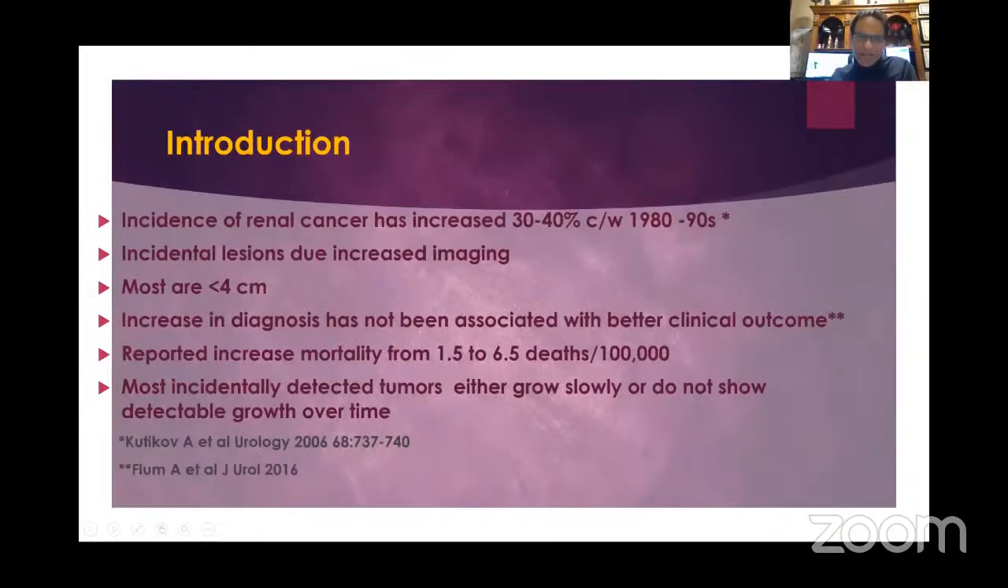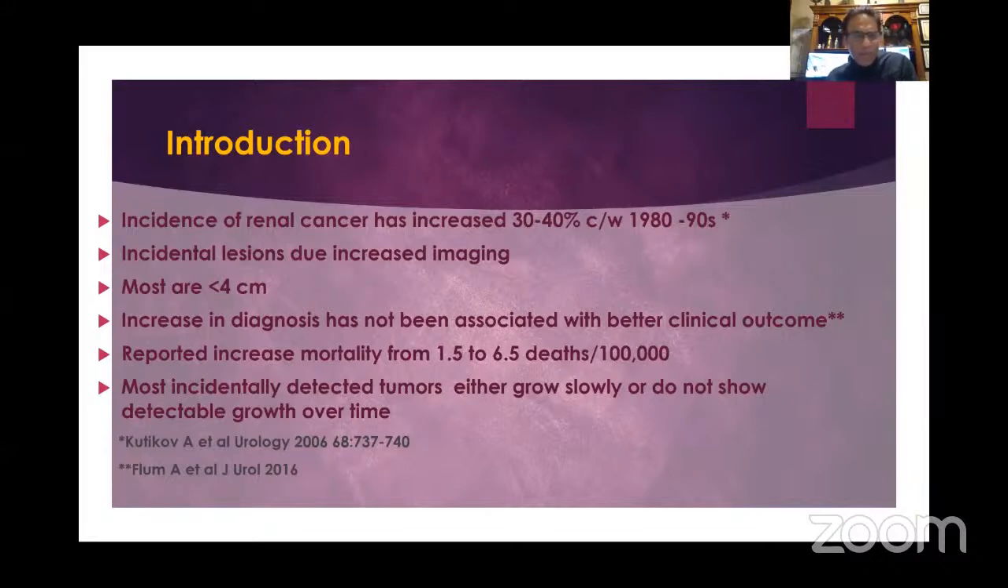Unfortunately, incidence of renal cancer has increased by 30 to 40% over the last 30 years or so. And this is predominantly due to incidental lesions due to increased imaging with ultrasound and CT scan. Although most of these lesions are less than 4 centimeters, increase in diagnosis has not resulted in better clinical outcome.